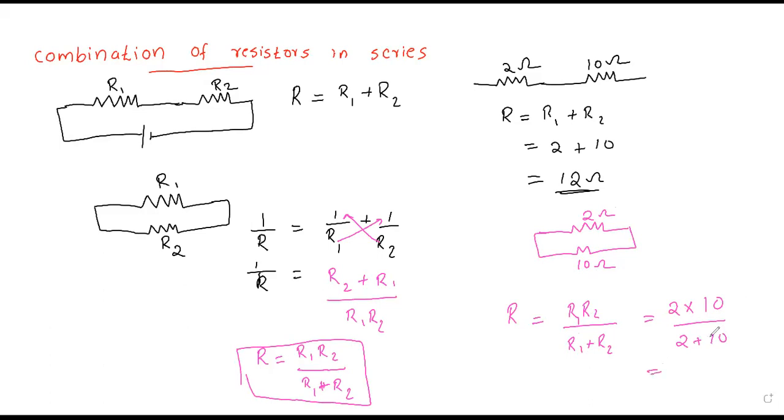So what is the value? What is 2 into 10? It is 20, divided by 2 plus 10, 12. 20 divided by 12. So we can cancel with the 2. It is 10 divided by 6. Again, we can cancel with the 2. It is 5 divided by 3. So R is equal to 5 by 3 ohm. So this is the expression for equivalent resistance.